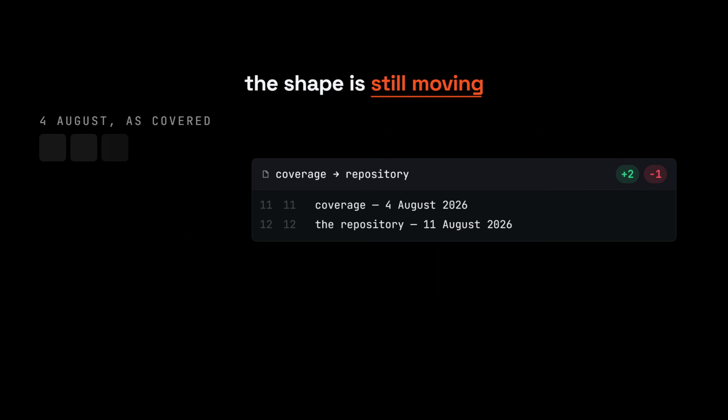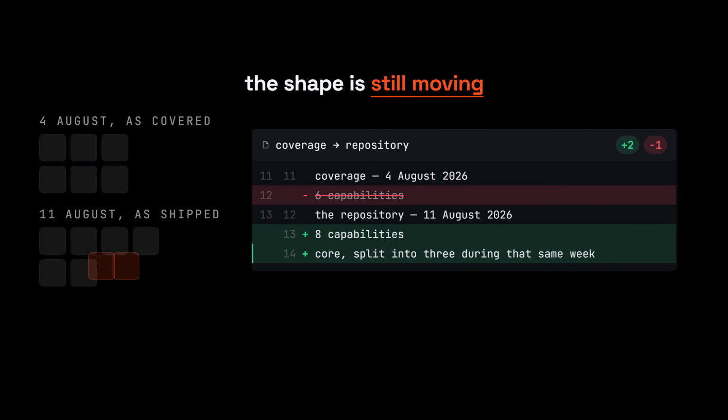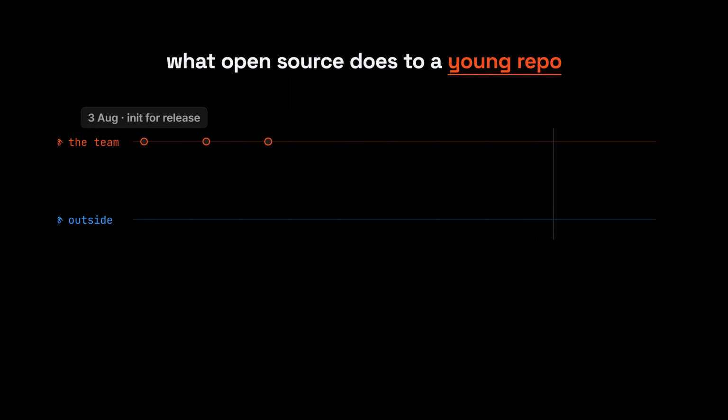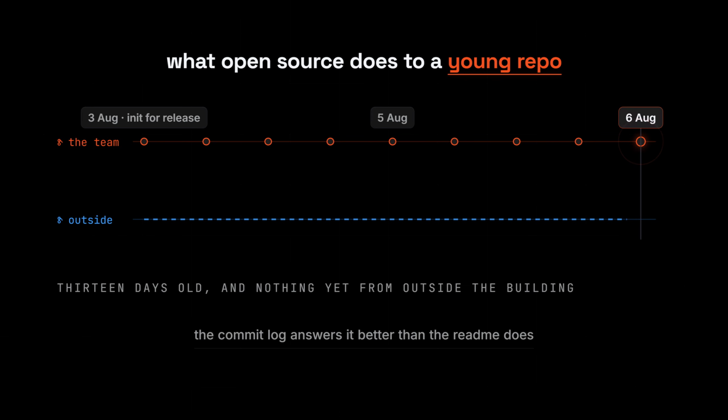Press coverage on the 4th of August describes 6 capabilities across 6 harnesses. By the 11th, the repository shipped 8, because core had been split into 3 during that same week. The shape is still moving underneath the story being told about it. Therefore, the question that matters is not whether the launch was tidy, it is what open source does to a repository this young, and the commit log answers that better than the README does.